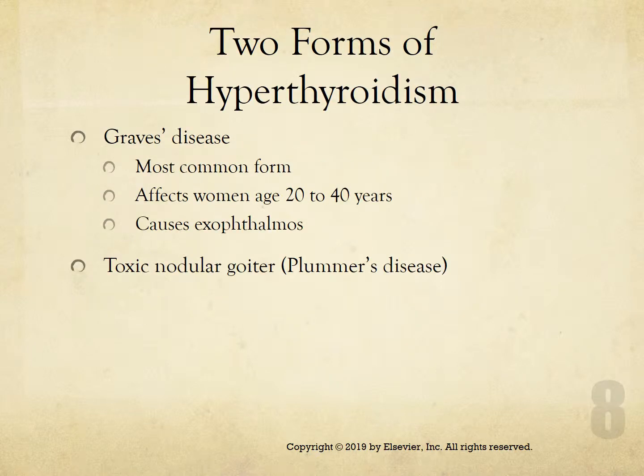Now we'll move on to hyperthyroidism. There are two forms. One is Graves' disease, which is the most common, usually affects women 20 to 40, and it causes the exophthalmos. So you'll see where the eyes appear to be basically almost like bugging out.